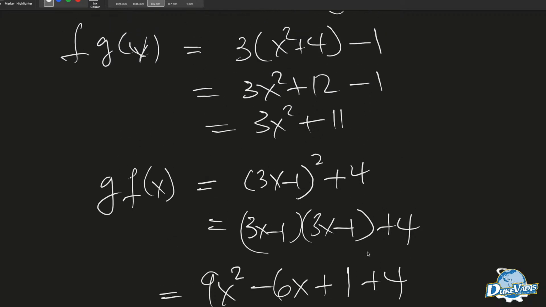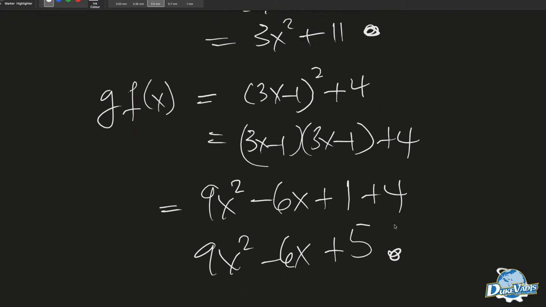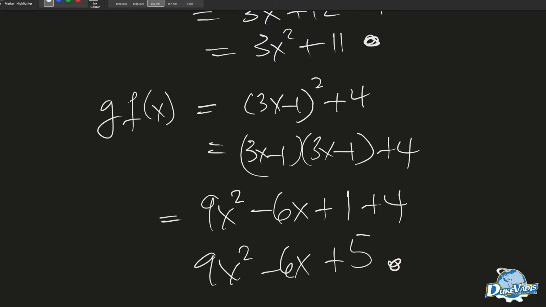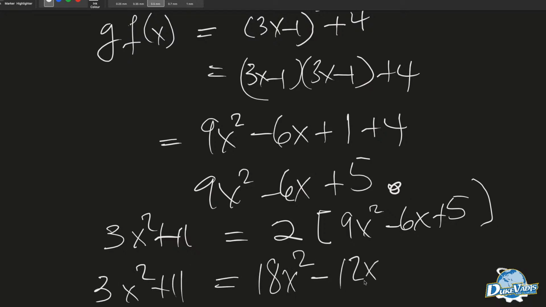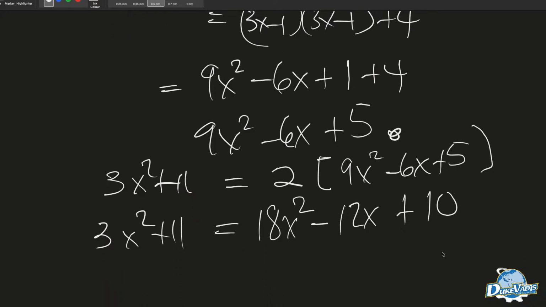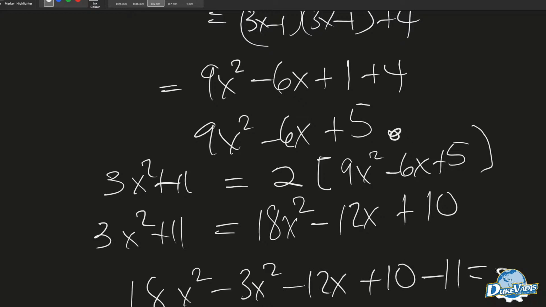And they said you should equate this and that. So 3x squared plus 11 is equal to 2 times (9x squared minus 6x plus 5). So 3x squared plus 11 is equal to 18x squared minus 12x plus 10. Let's rearrange. We are going to get 18x squared minus 3x squared, minus 12x plus 10, and then minus 11 is equal to 0.